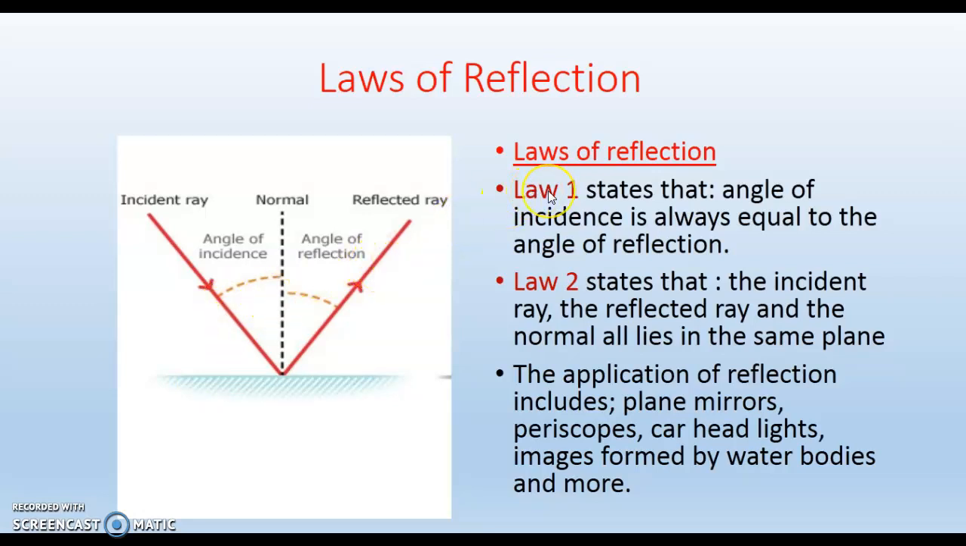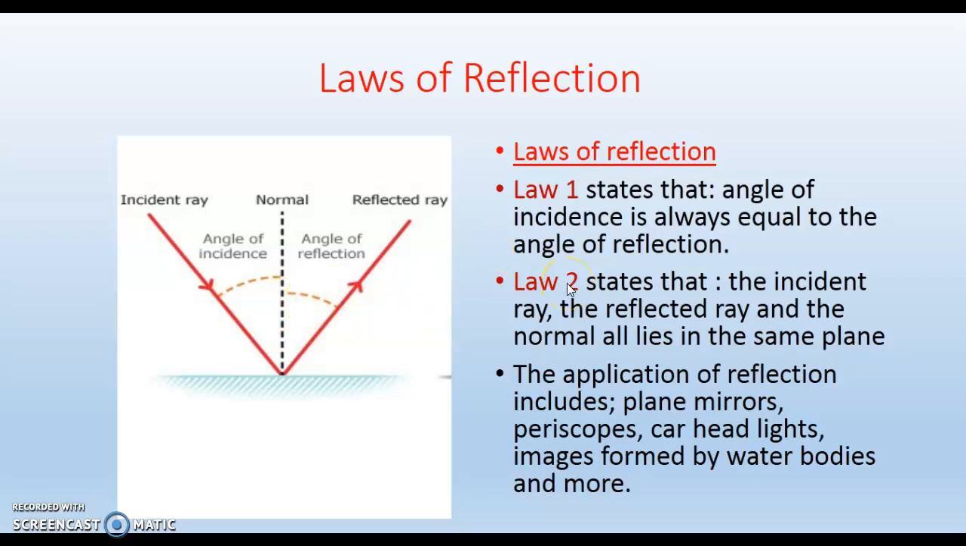Now looking at it, the first law states that the angle of incidence is equal to the angle of reflection. So the angle of incidence and the angle of reflection are equal. If this one is 50 degrees, we expect this to also be 50 degrees all the time. It doesn't change. If the angle of incidence is 10 degrees, we expect the angle of reflection also to be 10 degrees. And that's the first law of reflection.